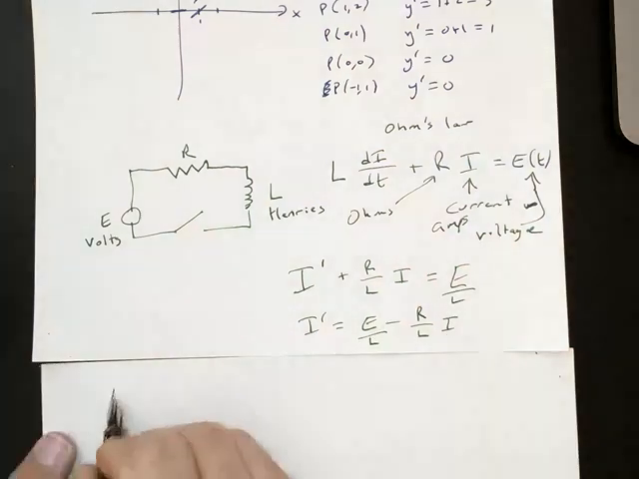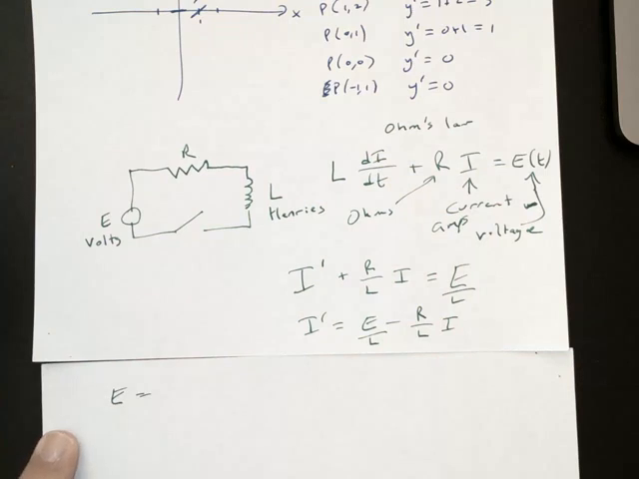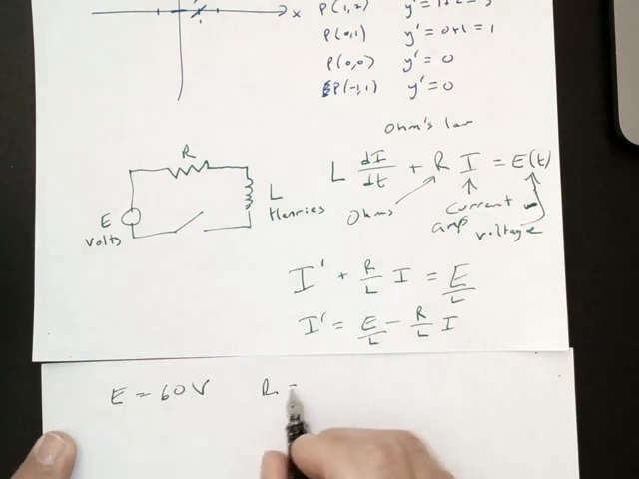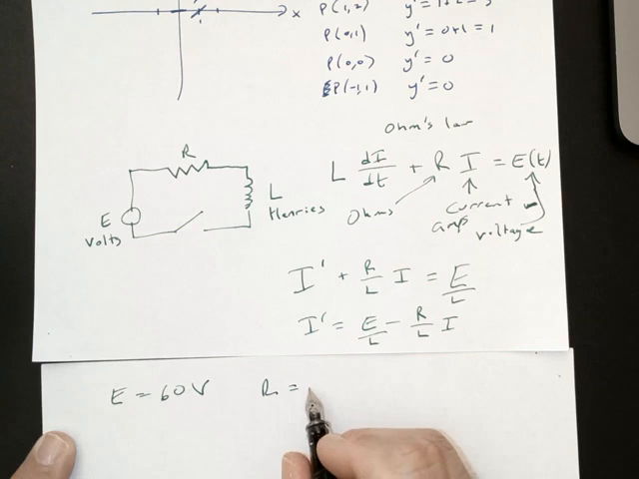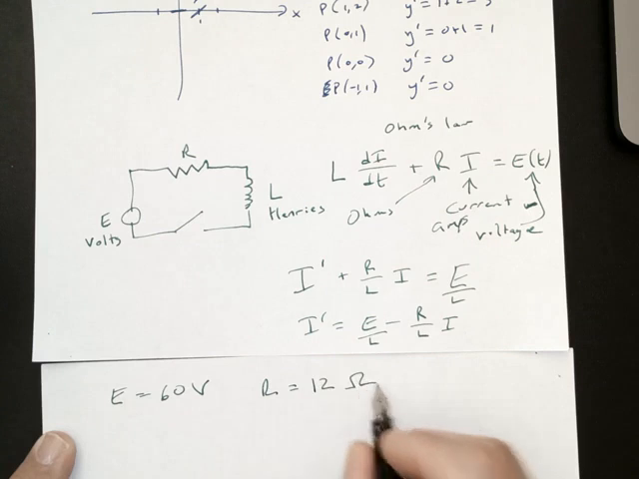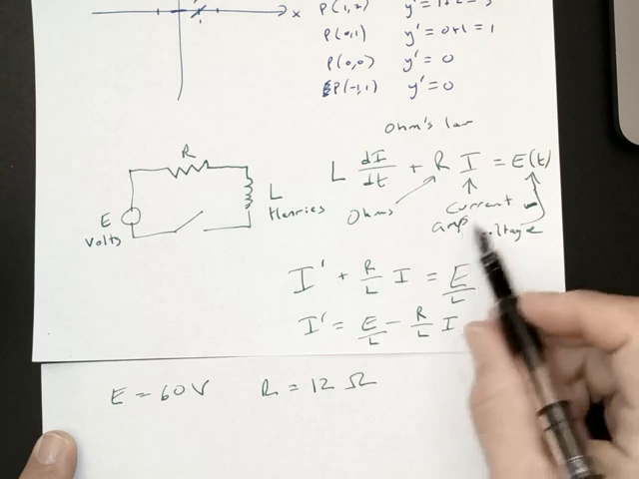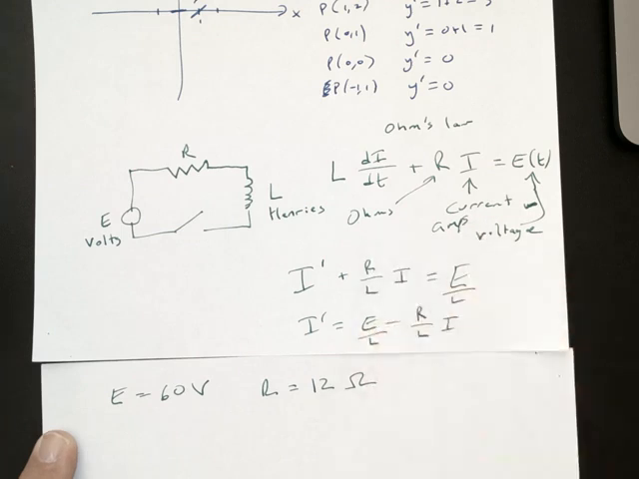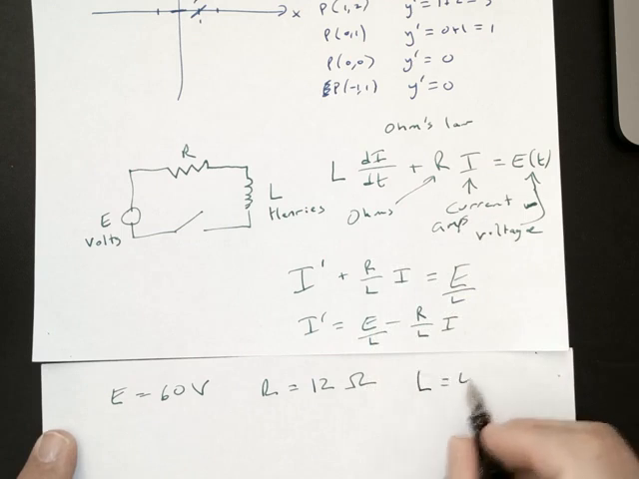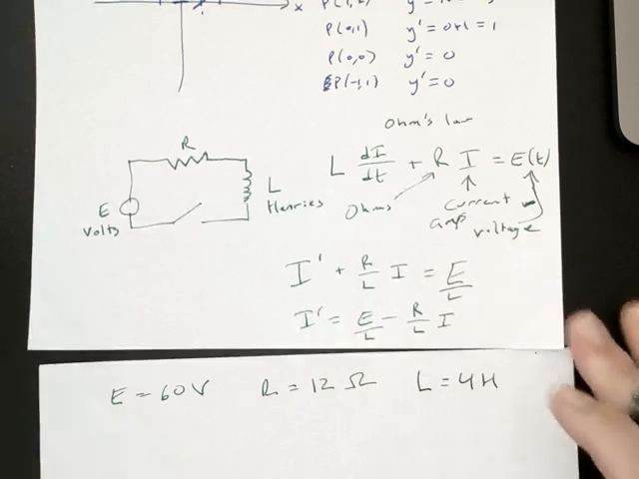Let's suppose I have a battery of 60 volts, a resistor of 12 ohms, capital omega for ohms, O-H-M, ohms, and a load of 4 henries.